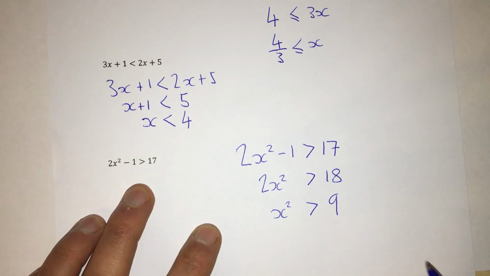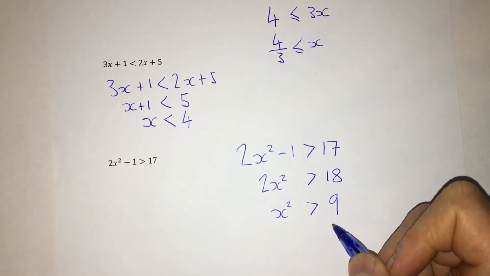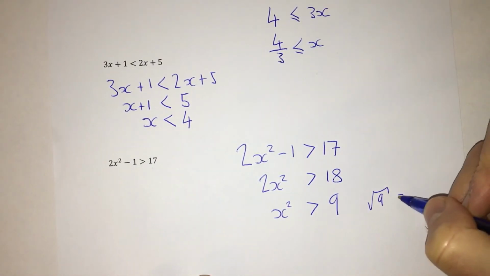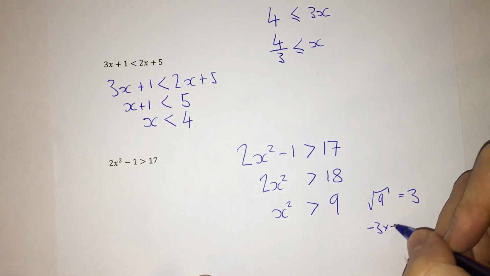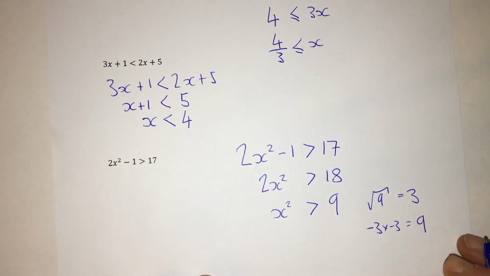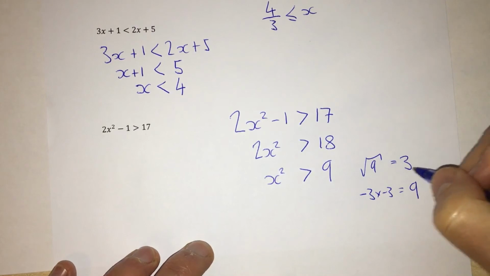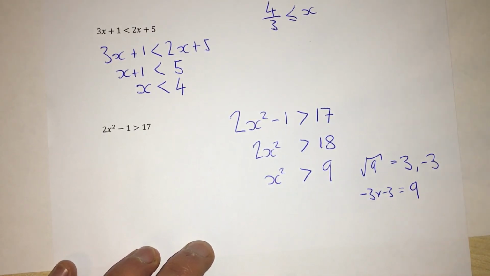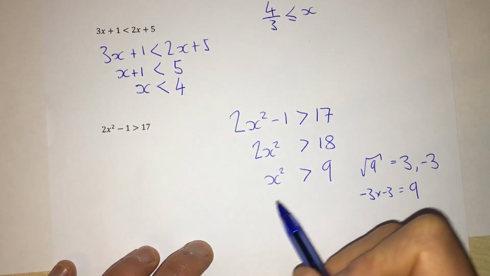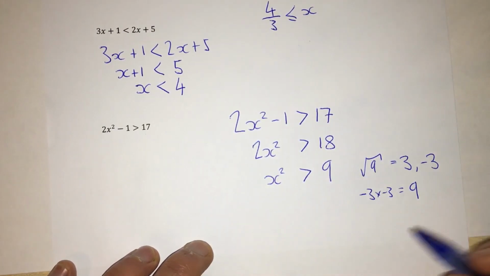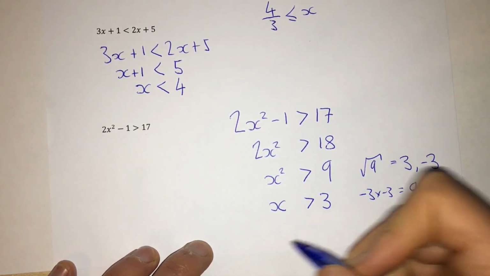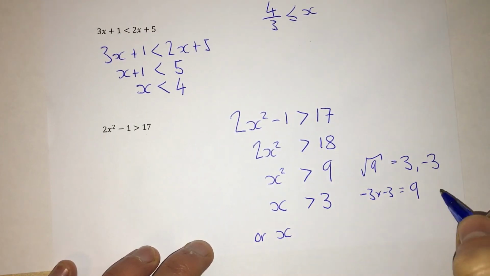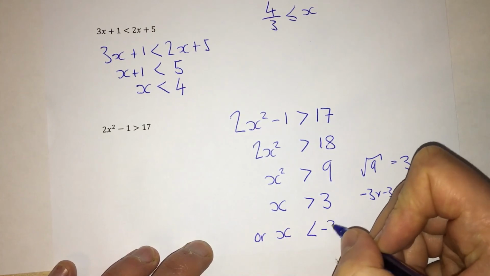Well, this is the bit that's getting a bit tricky now, isn't it? What's the square root of 9? Well, we know that the square root of 9 is 3. But you might also know that if you do -3 by -3, you get a positive 9. So actually there are 2 solutions to this. The square root of 9 is 3 or -3. But we've still got to consider this with our inequality. So x is greater than 3 or x is less than -3.